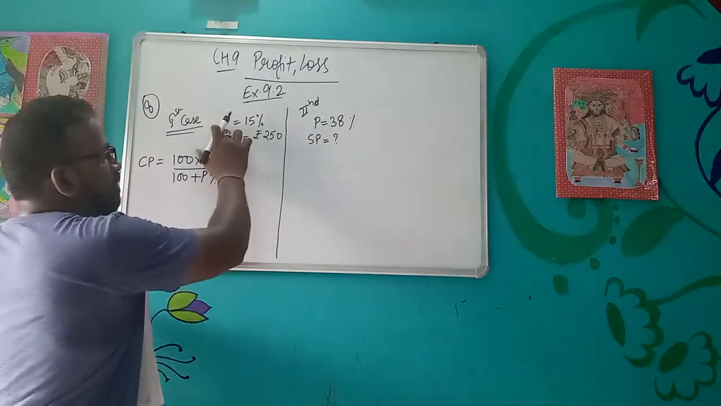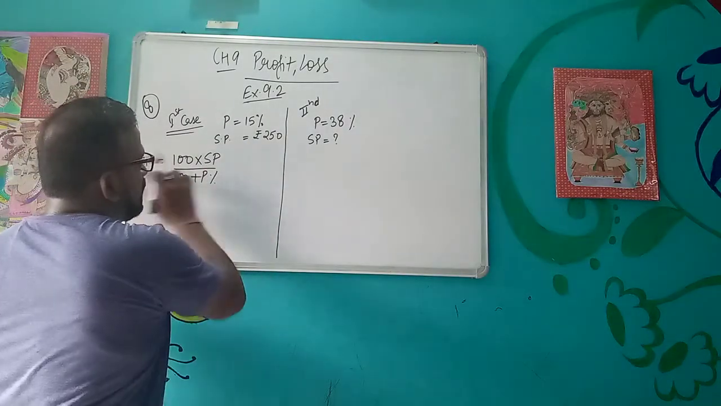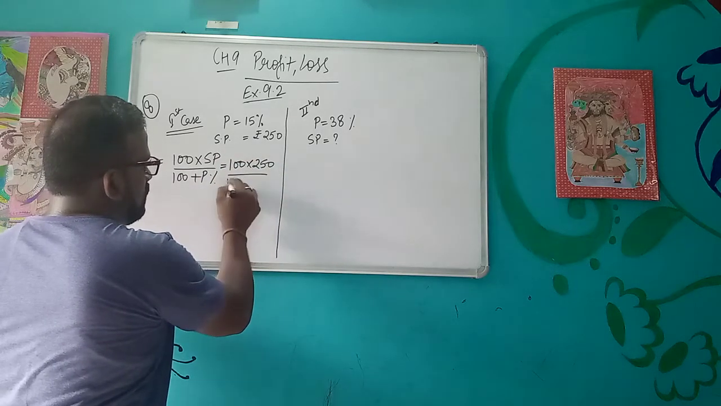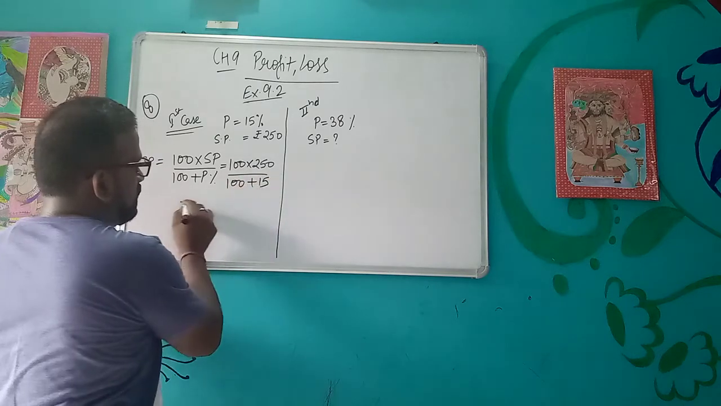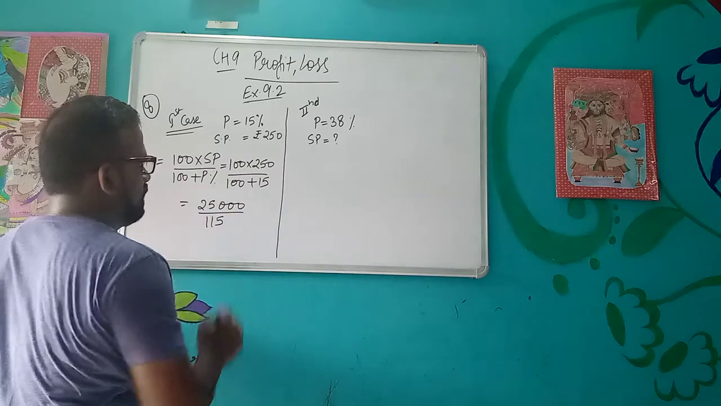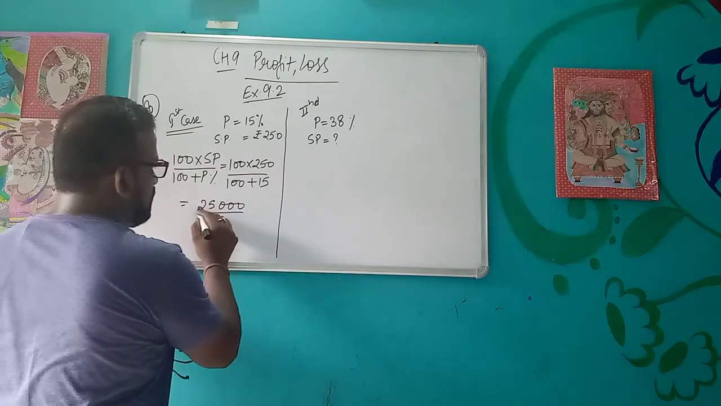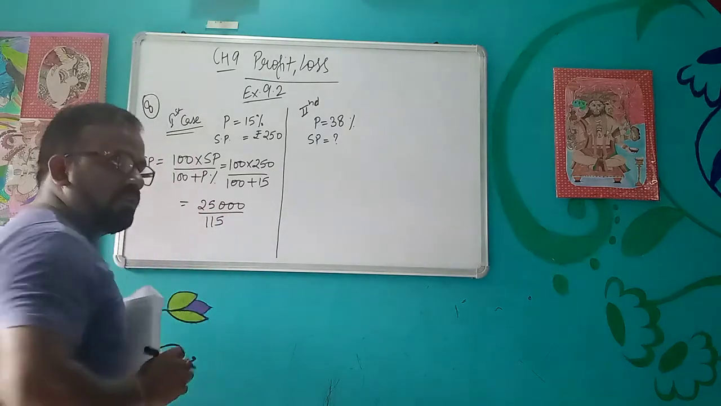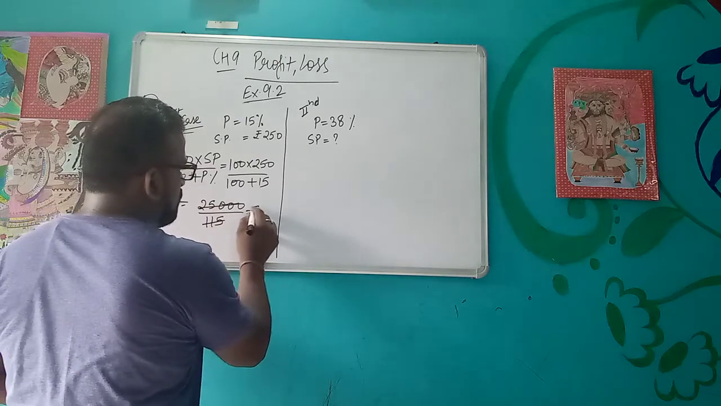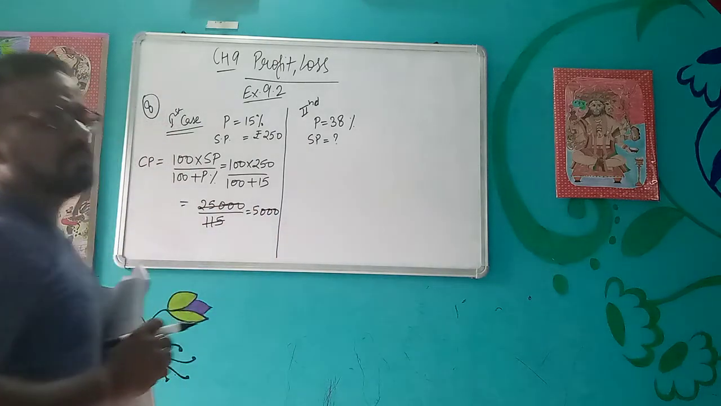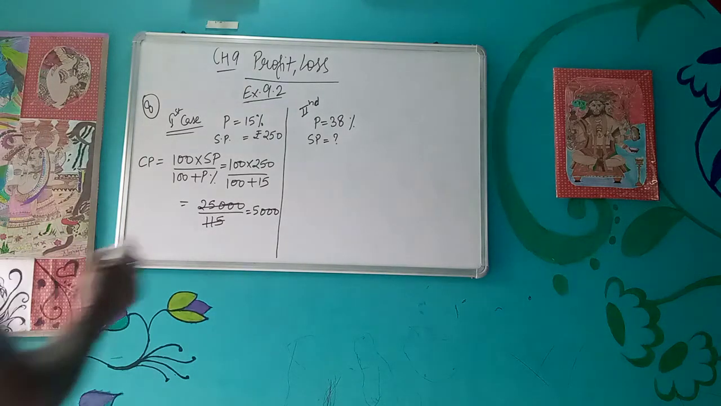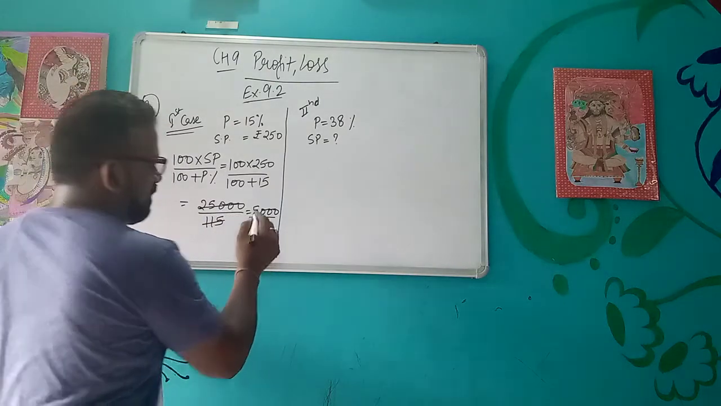So in this SP and P% were given. So I am calculating the CP like this: 250 into 100 upon 100 plus 15. So that makes 25,000 upon 115. Okay, let's do a little bit of simplification, and we will not calculate the answer in decimals. 5 into 10, 5 into 3, 50.